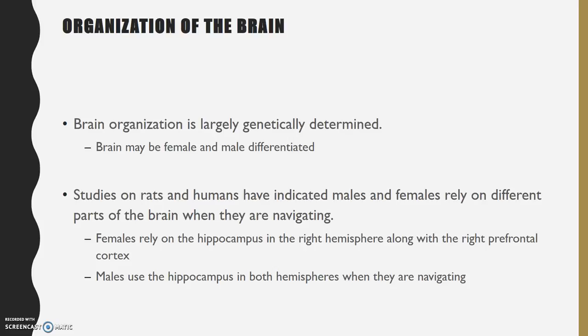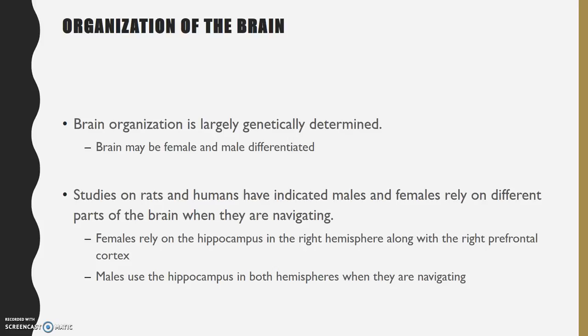Okay, organization of the brain. Now, if we look at the brain, the brain may be female and male differentiated. That means our brains may work differently depending on if we're male or female. They have done studies on rats and human beings, and they've looked at how rats and humans navigate. And what they found in both rats and humans is that our brain works differently depending on whether we're male or female. They looked at the hippocampus, because the hippocampus helps with that navigation.